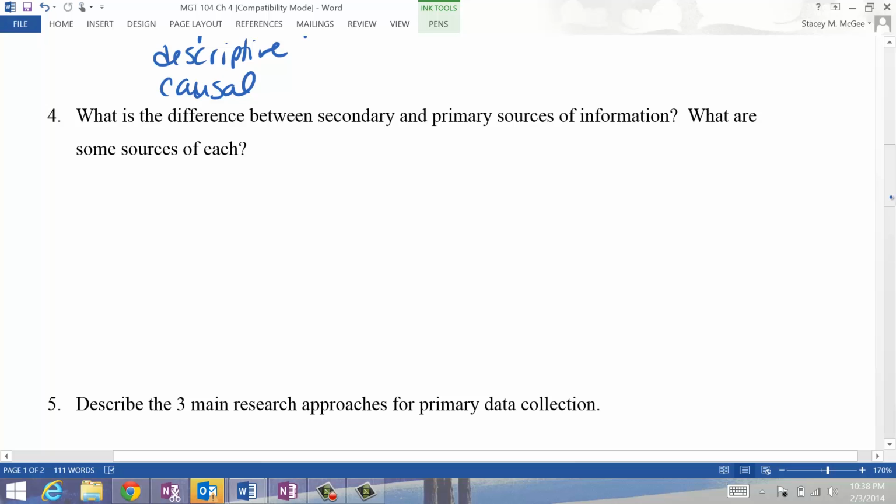We talk about secondary and primary information here. Secondary information is information that already exists.